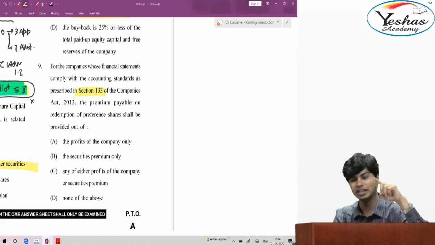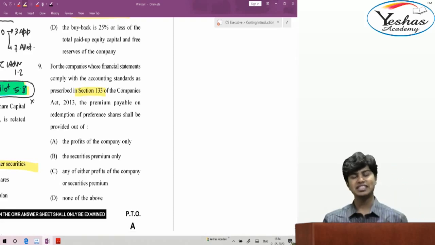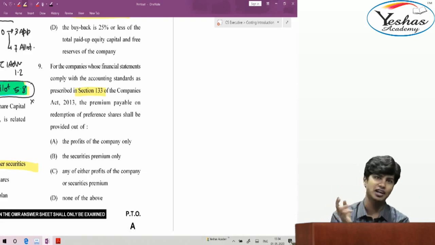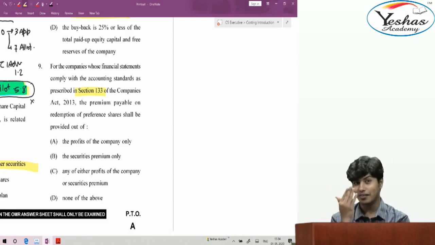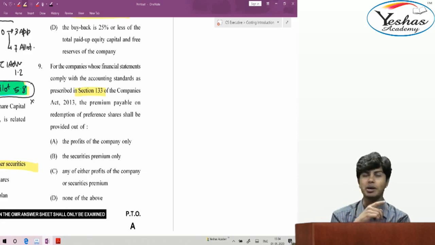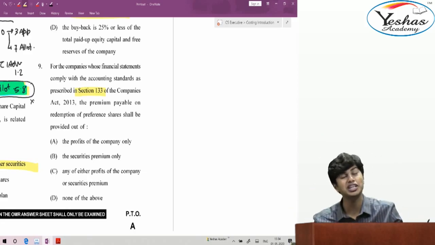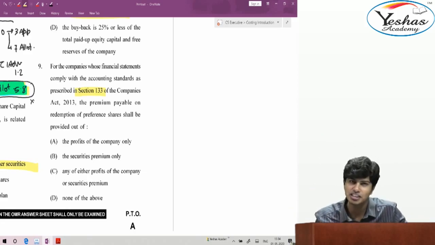If you recall the discussion, I told you, if the company is covered under section 133 of the Companies Act 2013, which talks about accounting standards, NFRA and all those things, then premium on redemption of preference shares should come from the P&L account only. Sir, what if there is no sufficient balance in the P&L account? Then you cannot redeem preference shares at premium. Sir, can I redeem preference shares at par?